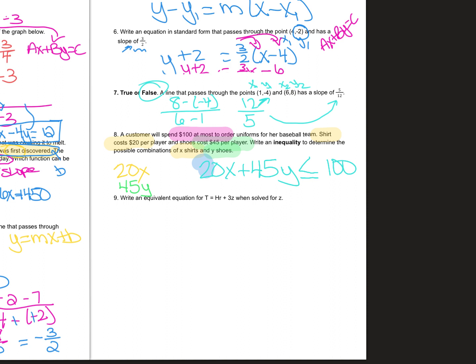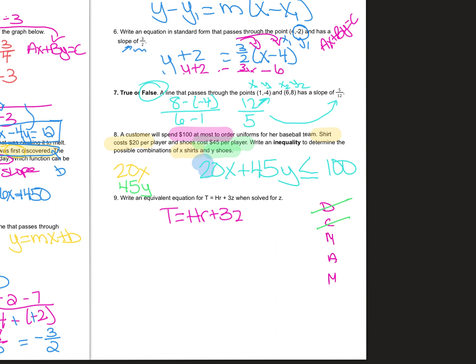Okay, here is the last one. We're writing an equivalent equation for t equals hr plus 3z when solved for z. So a literal equation, okay? Remember, these are simply just solving equations, except we've taken out a majority of the numbers. You got this, okay? Still follow your steps. Remember that don't call me after midnight. So the first thing, do I have anything to distribute? Well, I don't because there's no parentheses. The next, combine like terms. Nope, nothing on the left side to combine, nothing on the right side. Okay. The next one, move the variable.